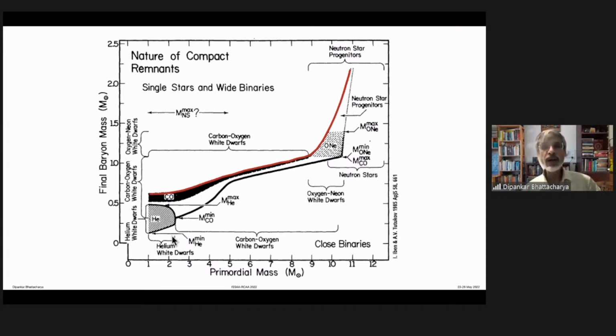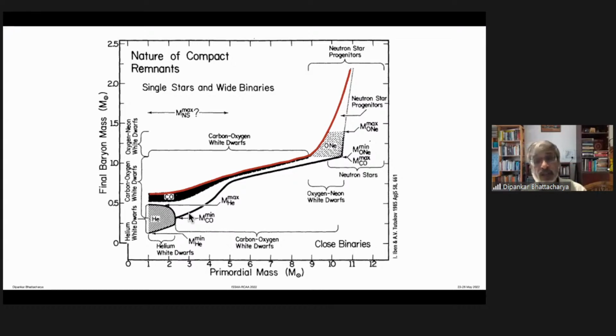In case of closed binaries, the corresponding line is over here. So if you start with a certain primordial mass, a single star, if no mass is taken away from it, will leave a heavier remnant than a star which is evolving in a closed binary system. So this correspondence between what was the original mass of the star that produced a certain type of product depends very much on whether the star was in a single system or it was in a binary system.